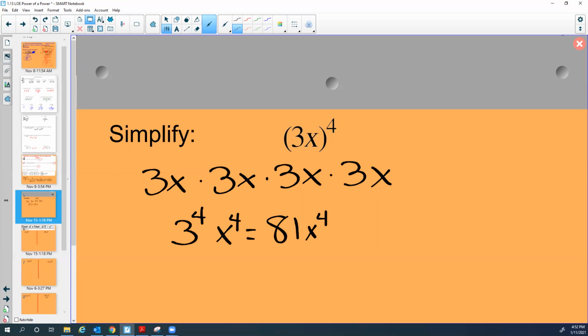X to the fourth. And that's my answer. Now, some of you might already be figuring out what the rule is. Each one of our exponent rules has had a rule. So what's the shortcut here?